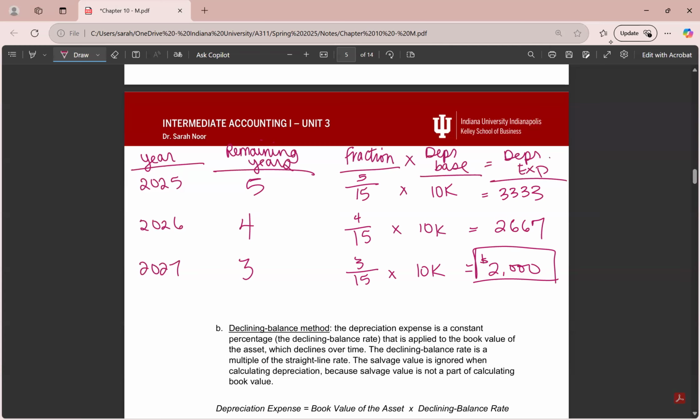And you'll notice the trend over time where depreciation is decreasing from year to year because this is an accelerated method where we recognize more depreciation upfront.